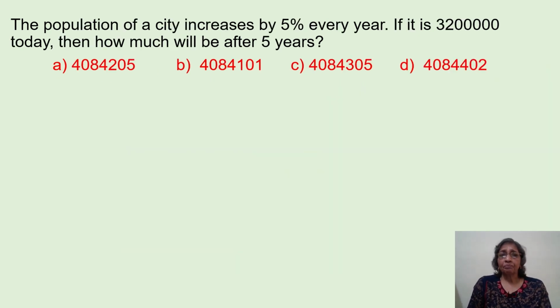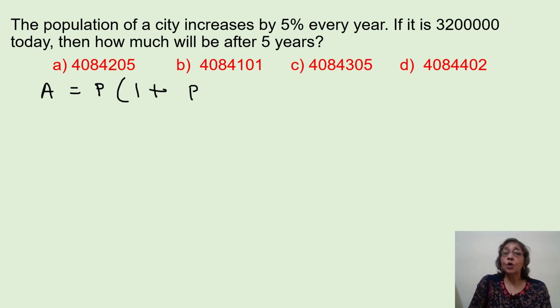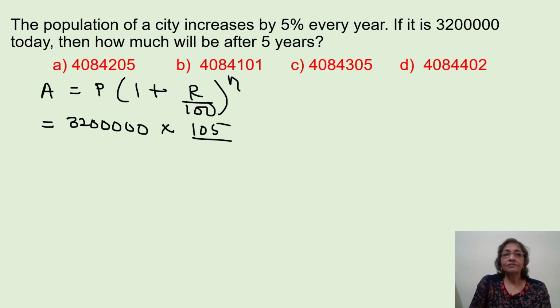A similar sum. The population of a city increases by 5% every year. If it is 32 lakhs today, then how much will it be after 5 years? Basically, I'll just put it in the formula. But this is a growth. Okay, this is a growth here. So this would be 5% means 105, and this is going to be 5 times.